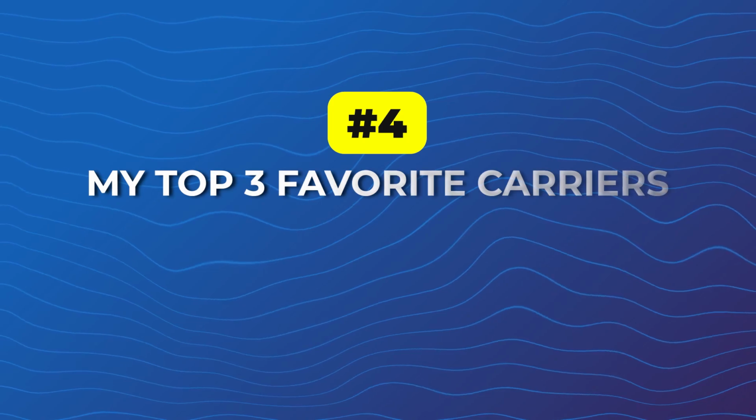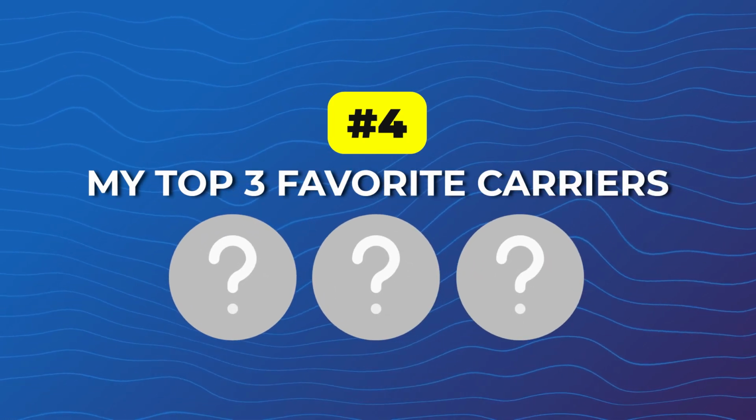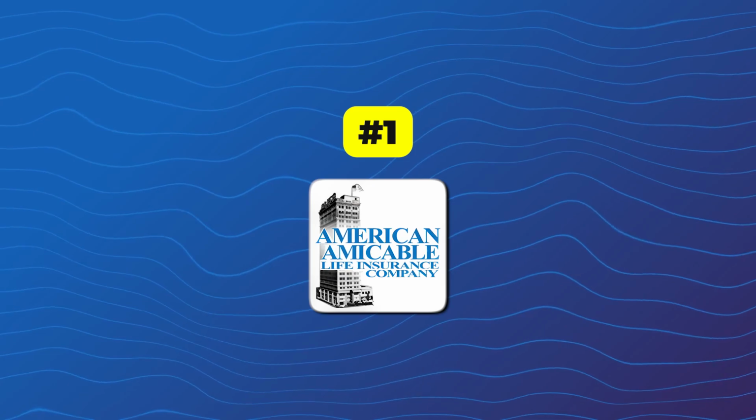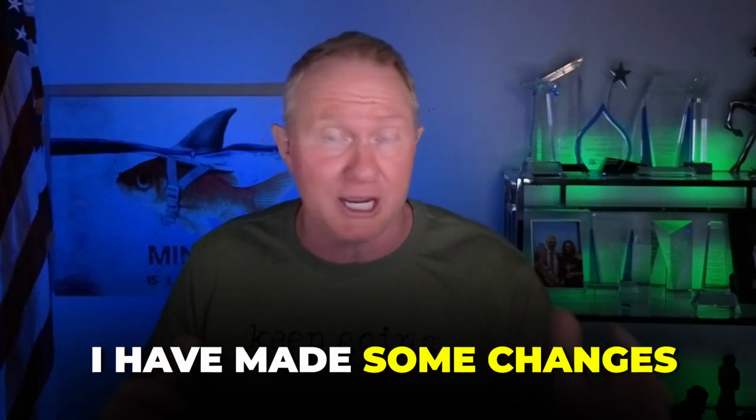Let's talk about my top 3 favorite life insurance carriers. Again, we're talking mainly final expense. Okay, so number 1 is still American Amicable. Now, I have made some changes. I am going to be putting out a new top 5 list, because over the past 6 months I've noticed something with one of my top 5 carriers, and it is no longer in my top 5. It was actually one of my top 3 carriers 6 months ago, no longer. But we'll talk about that later. American Amicable, still number 1.